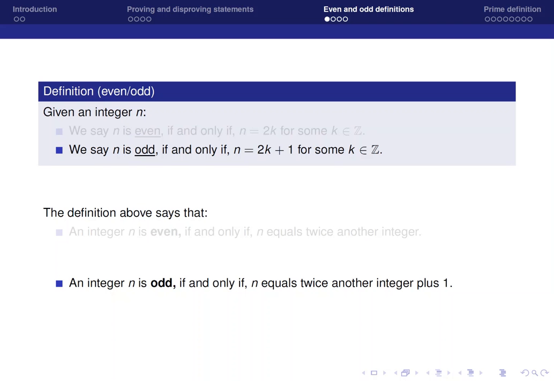Also, because this is an if and only if statement, if you are in a problem or in a proof and you discover that some random number can be written as 2 times an integer plus 1, then that number is going to be called odd according to this definition. That's the reason why we have the words if and only if.